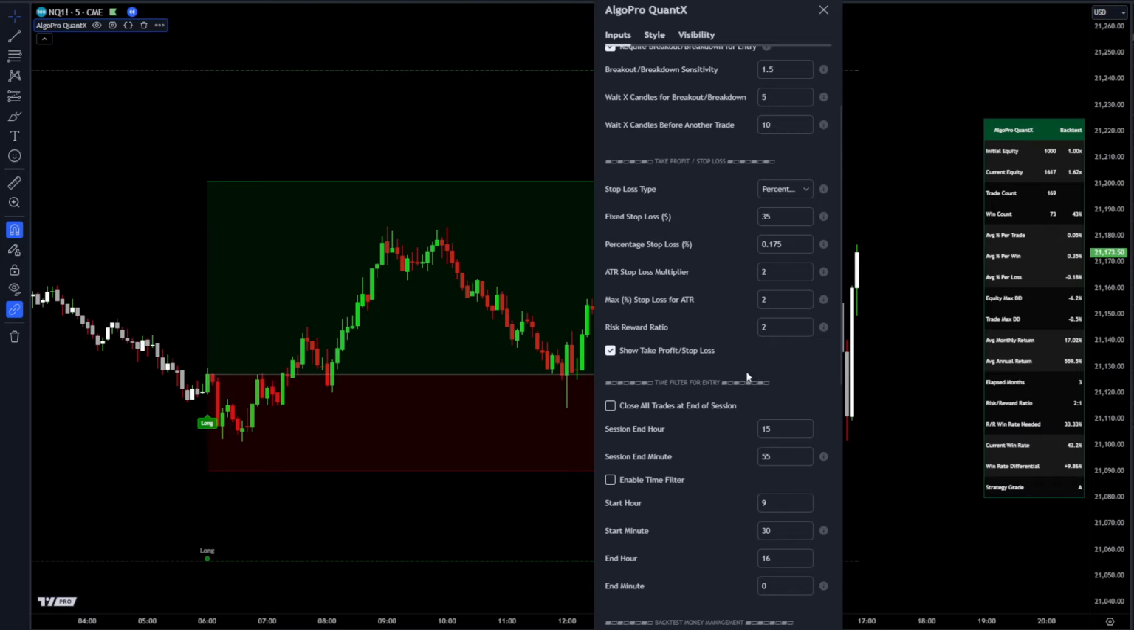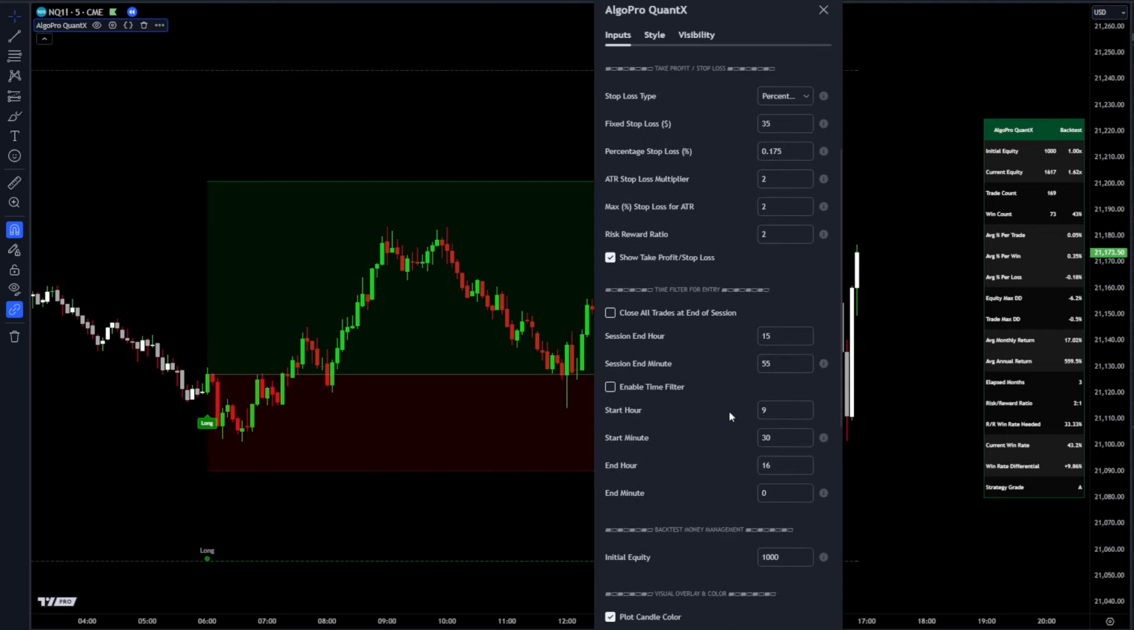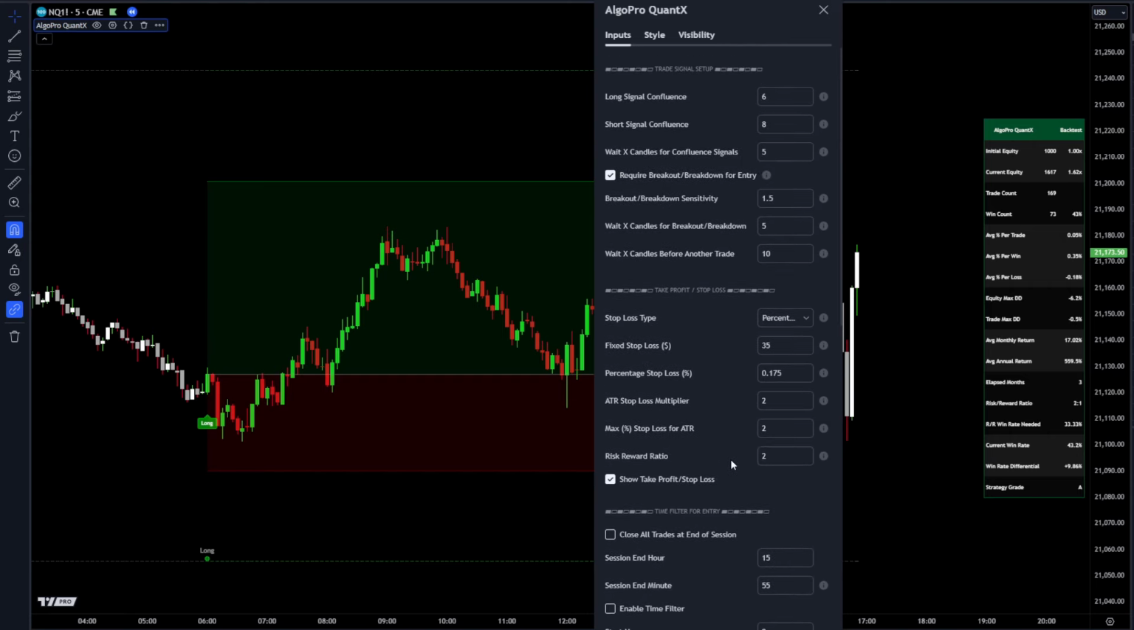Now, since a lot of our users like to use this with prop firm trading, we've included time filters for the system as well. Since most prop firms you can't trade past either 4 or 5 p.m., you can close all of your trades at the end of the session, or you can use a time filter for the system to only trade during certain times in the trading session. But that's really the main rundown of the settings panel.